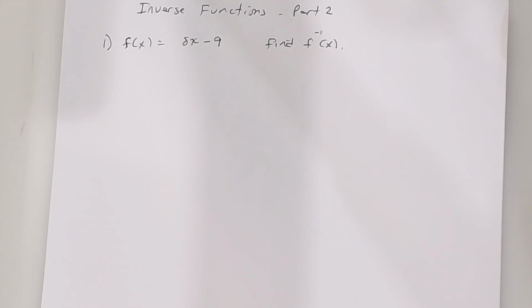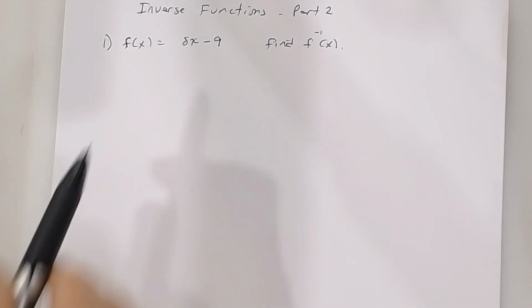Now, we found the inverse intuitively. Just by looking at it, we found the inverse. Because right now, f of x does what to x? What does f do to the value x? Multiplies it by 8 and then subtracts 9. The inverse does the opposite of those operations.